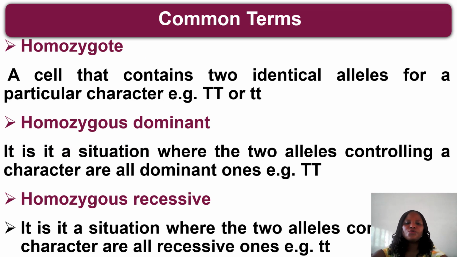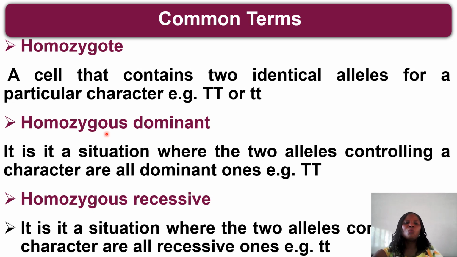Okay, now let's continue with the terms. Let's look at homozygote. Homozygote is another term when it comes to genetics. You can say that a homozygote is a cell that contains two identical alleles for a particular character. So when we look at this, we are still using the height of plants. So let's take it for example. We have the capital T being a homozygote, or the small t also being a homozygote.